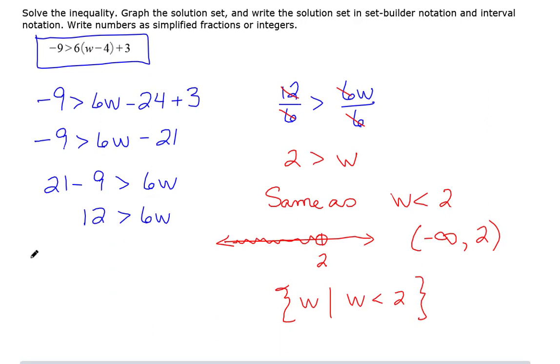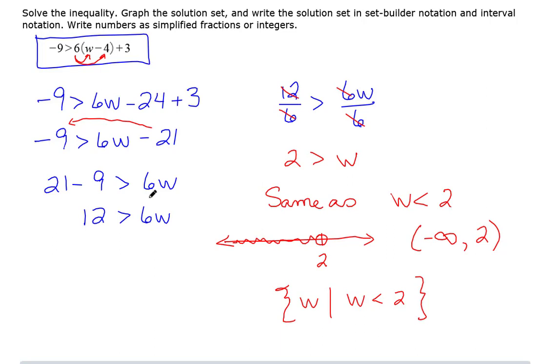All right, question 2. The only added complexity here is I've got this group of parentheses. So I'm going to distribute in the 6. 6 times W, 6W, then minus 24 plus 3. Minus 24 plus 3 is a minus 21. And so now what? Well, I'm going to bring this minus 21 over with its friend on the left. So 21 minus 9 is 12.